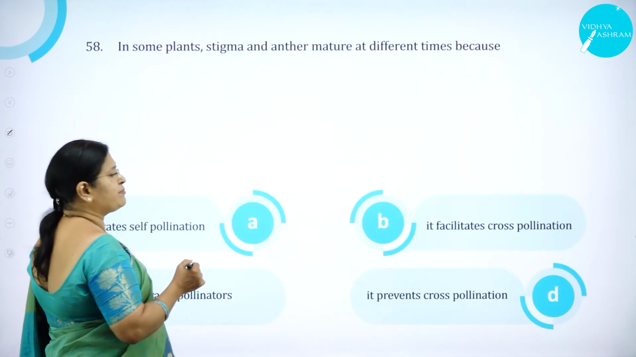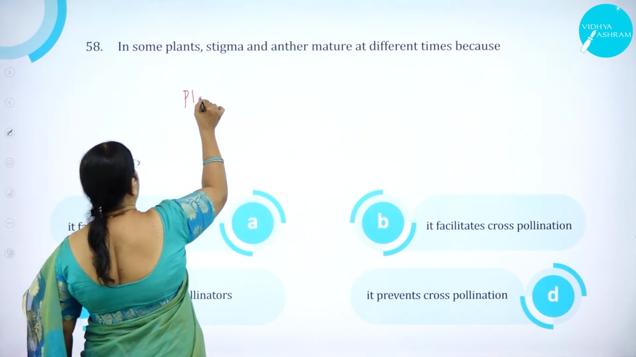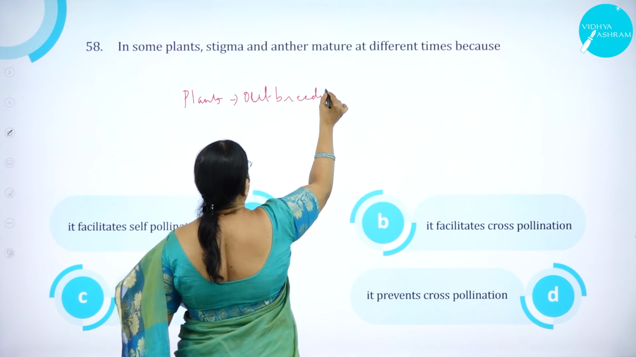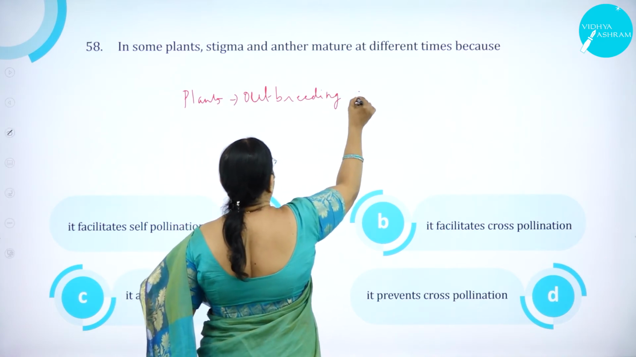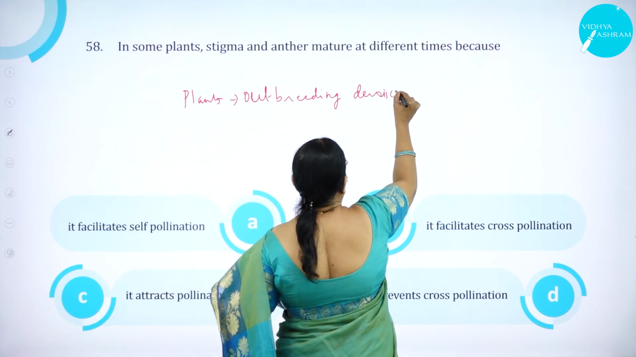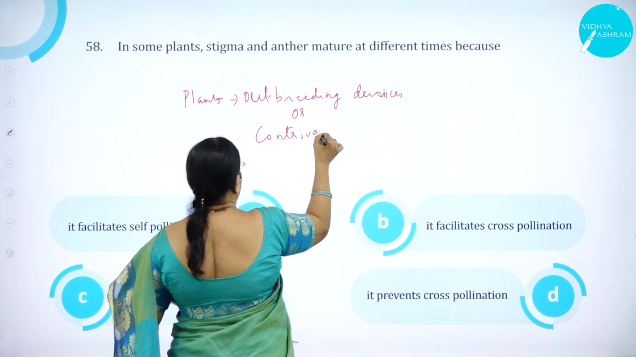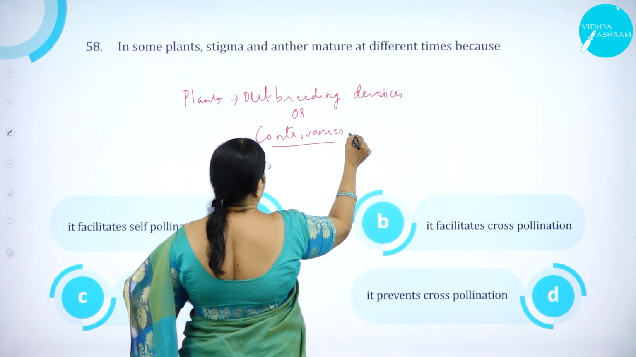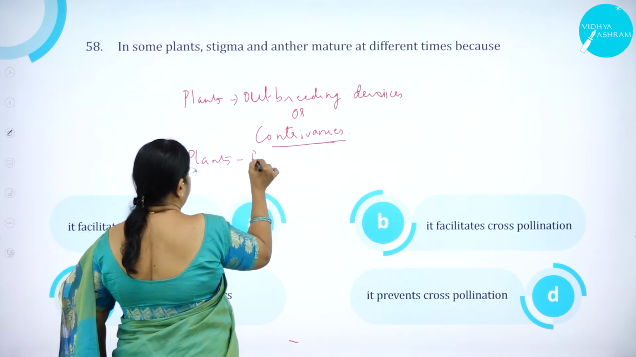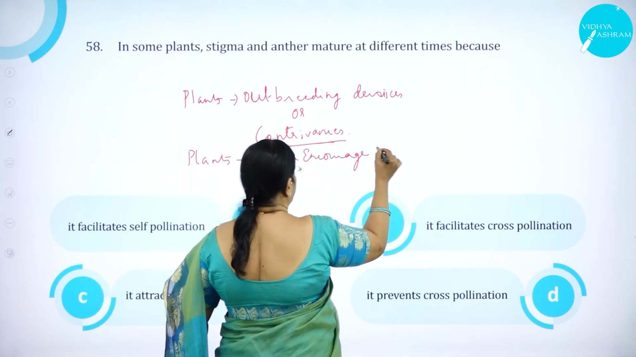In some plants, stigma and anther mature at different times because, you might have come across, plants will come out with outbreeding devices. Outbreeding devices are also called contrivances, where plants prefer or encourage cross-pollination.